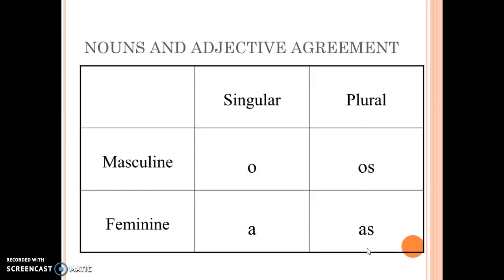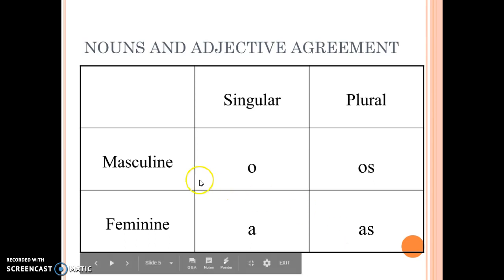This chart is something that you can use simply to decide what you need to use for your ending. Right? For example, if you have a noun that is masculine and singular, you use O. If you have a noun that is feminine and plural, you would use AS.